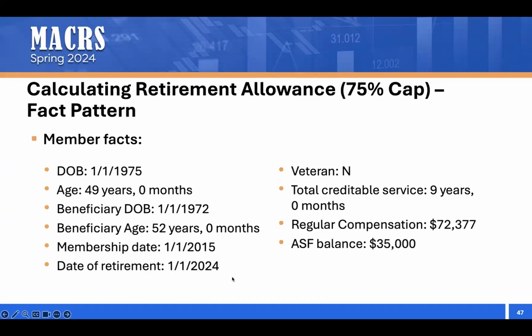And now we're going to look at somebody who is subject to the 75% cap. So the member is 49 years old, the beneficiary is 52. This person became a member on January 1st, 2015, retired on January 1st, 2024. This person is not a veteran. 9 years of service, again, has the same regular compensation figure that Scott had determined, the $72,377. And it has a much smaller annuity balance. This person has an annuity balance of $35,000.